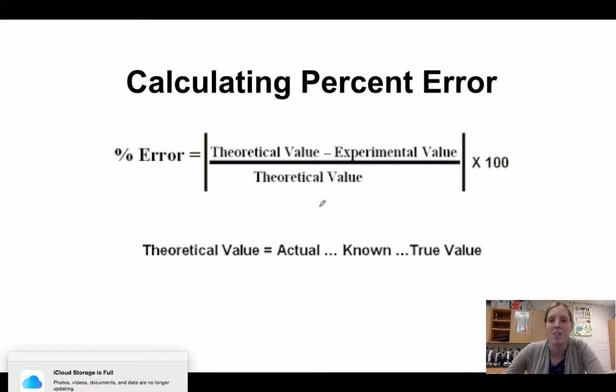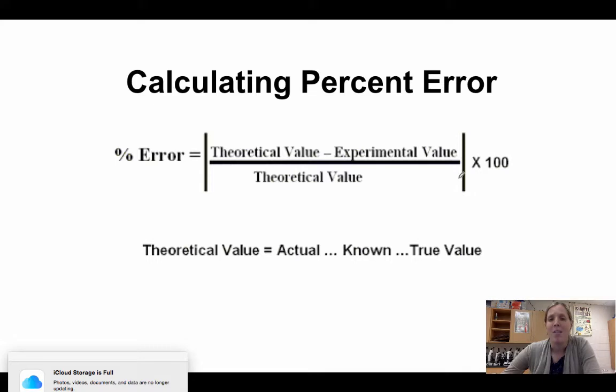Percent error is equal to the theoretical value minus the experimental value divided by the theoretical value. And then you'll notice that around this entire fraction are absolute value bars, meaning you would take the absolute value of whatever came out of here, times 100 to make it a percent.